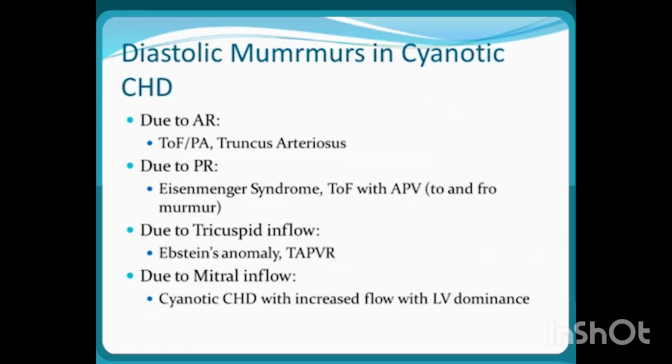And then pulmonary regurgitation happens in the Eisenmenger due to very increased pulmonary arterial pressure. And then TOF with absent pulmonary valve syndrome, there is a to and fro murmur in this situation. And then due to tricuspid inflow, you can hear that diastolic murmur in the Ebstein anomaly or TAPVC situation.